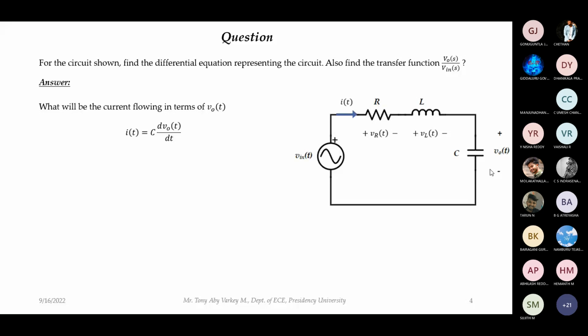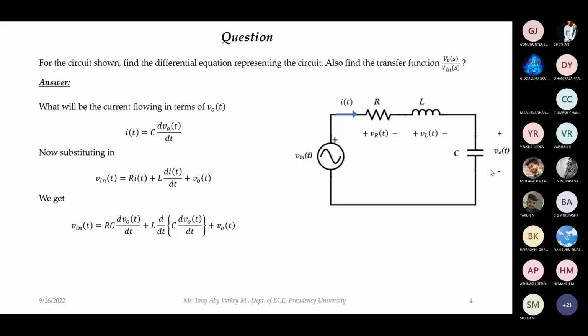Okay. So now I can substitute this in this particular equation, whatever we had found. So what will happen? V in of t is equal to RC dV output by dt, plus L d by dt of C dV output by dt, plus V output of t, correct or not? Yes, sir. Now what is d by dt of C into dV output of t by dt? What is this term?